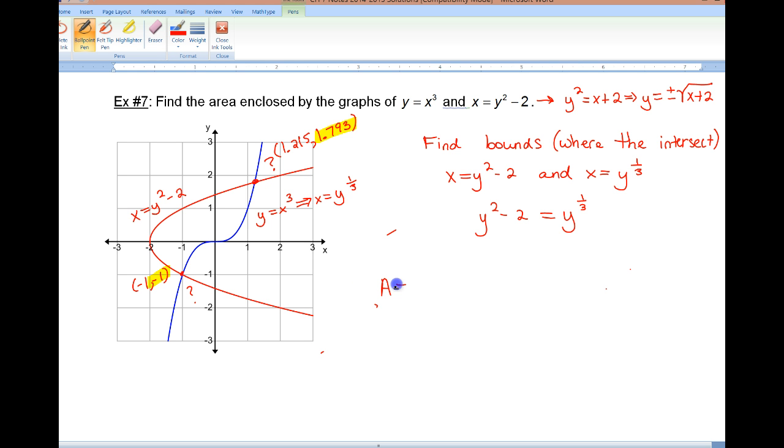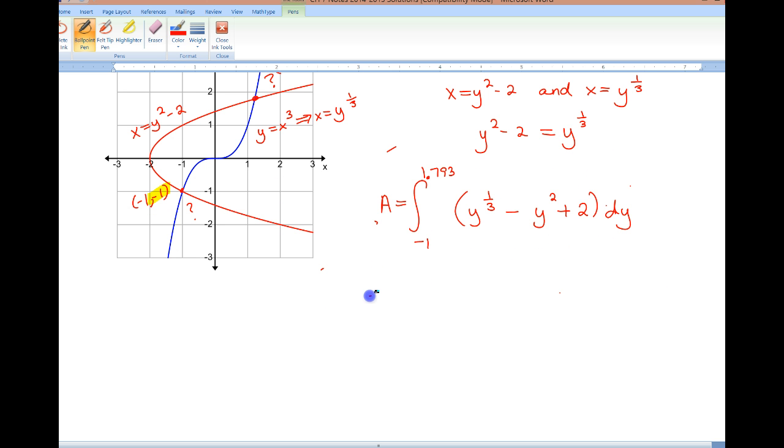So what does the setup for the integral look like? It's going to be from -1 to 1.793, and then it's going to be y to the 1/3 minus (y squared minus 2), so that'll be plus 2, dy. Remember when you were asking me why we needed the dx or the dy? This is an example where if you're only working with y, then it has to be dy. You have to integrate with respect to y for this.